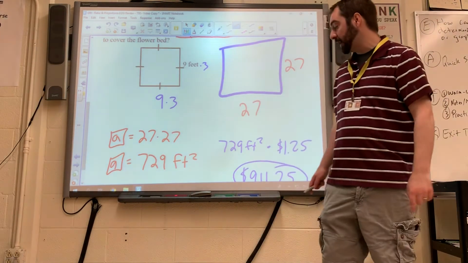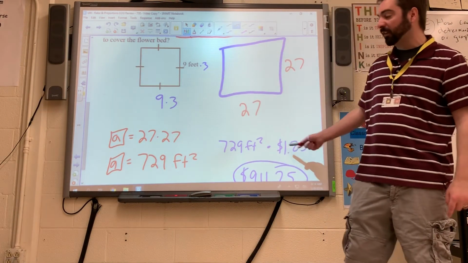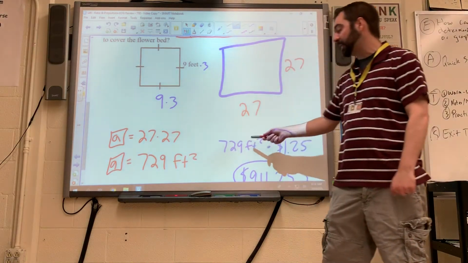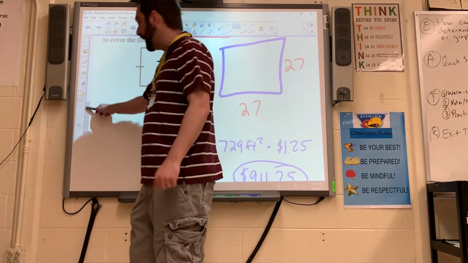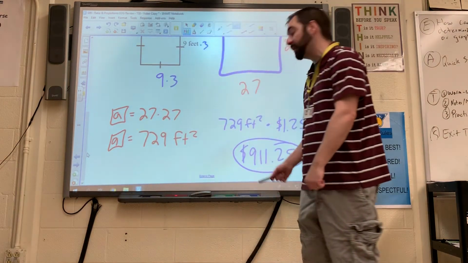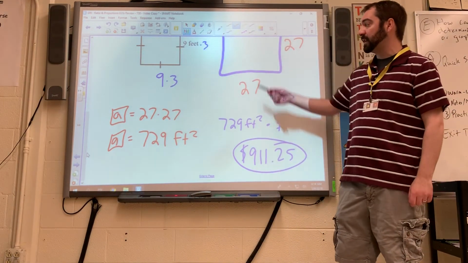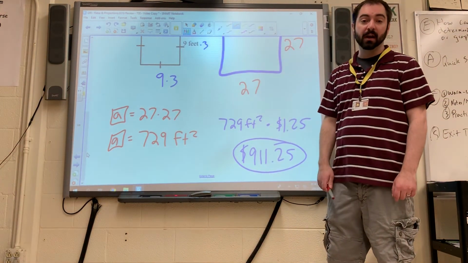Once I know the area, I know that it costs $1.25 for each one of those. So 729 times $1.25 means that the final answer is it would cost $911.25 to cover that new playground with dirt.